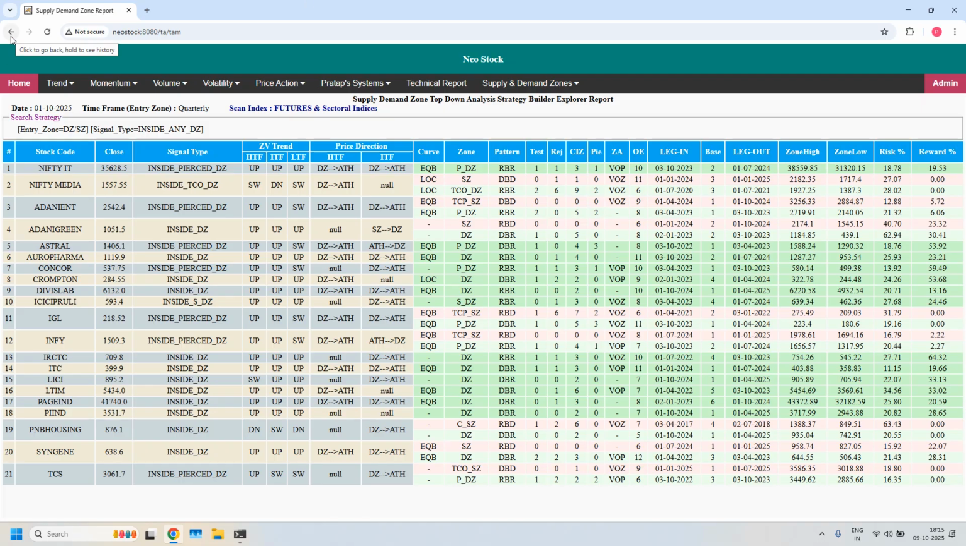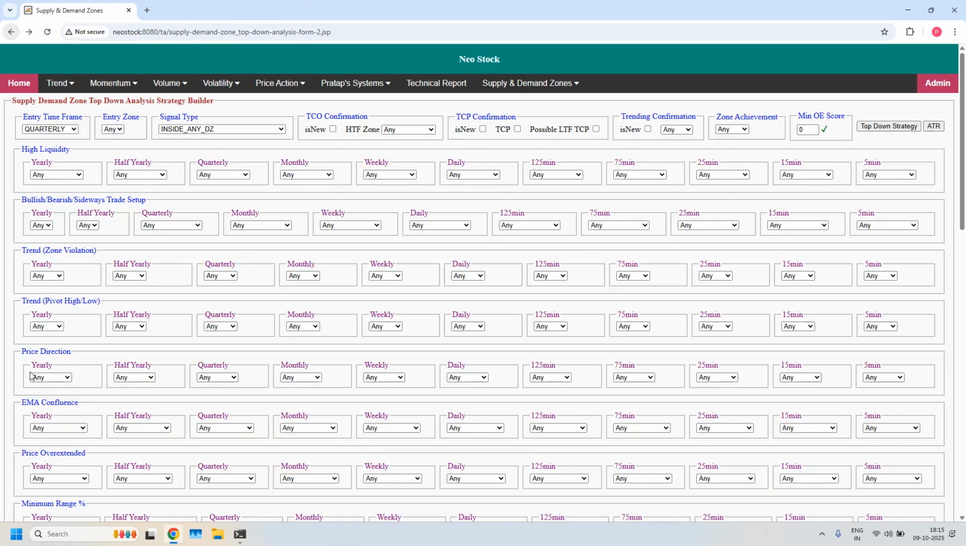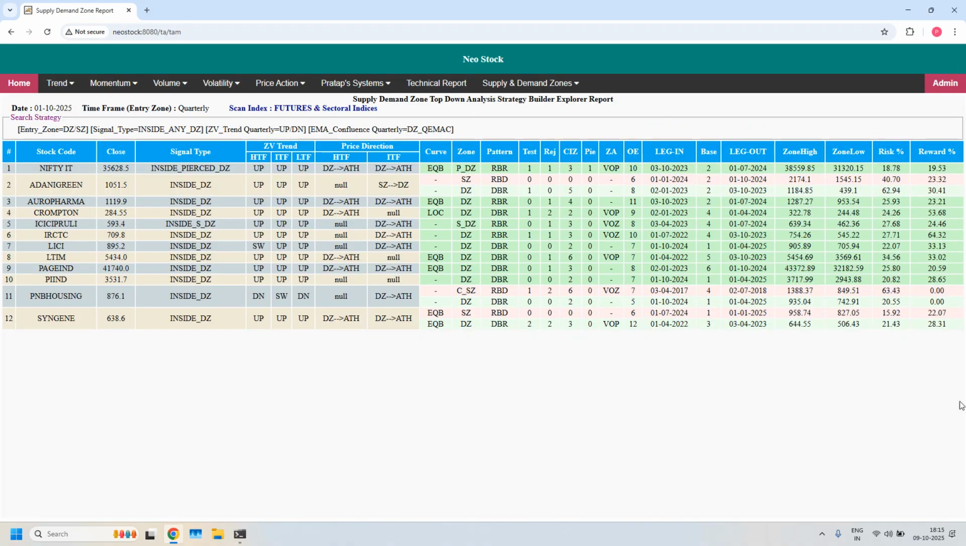Let's further filter based on quarterly demand zone having quarterly EMA confluence, and also the trend on the quarterly should not be sideways. It can be up or down. Let's filter. We got 12 stocks.